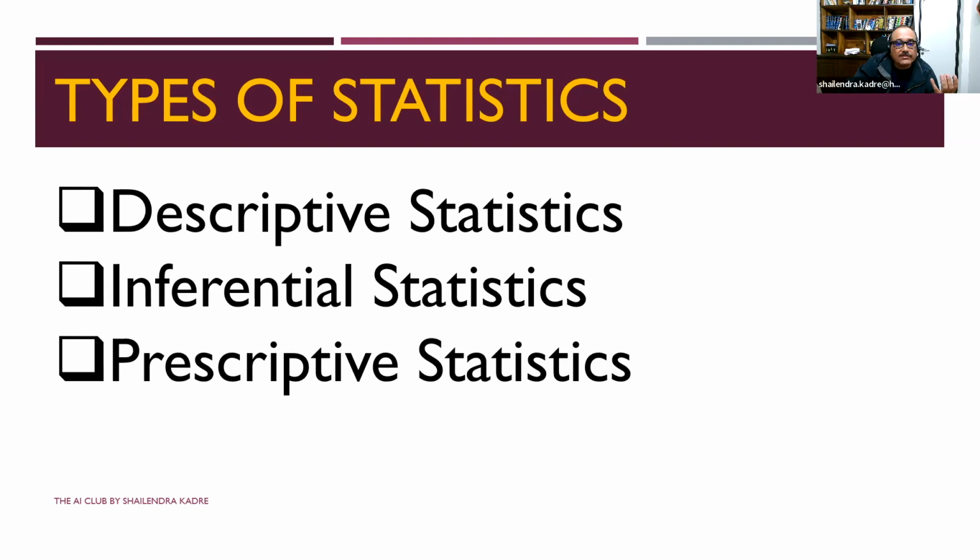Then types of statistics. We'll take up these three types of statistics, which are very important for us as data scientists. What is descriptive? What is inferential? What is prescriptive? This is all mathematical. We should know what comes under descriptive, what comes under inferential, and what comes under prescriptive. This is all a grouping of various mathematical concepts.